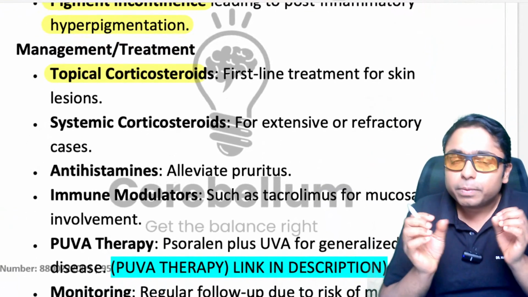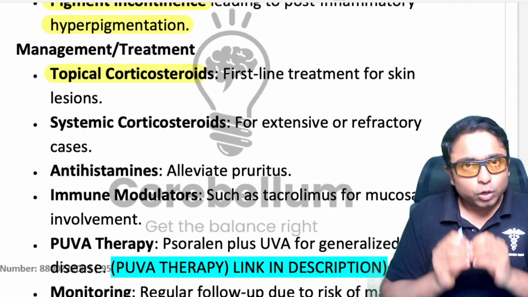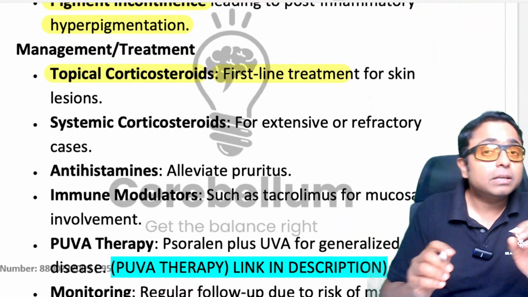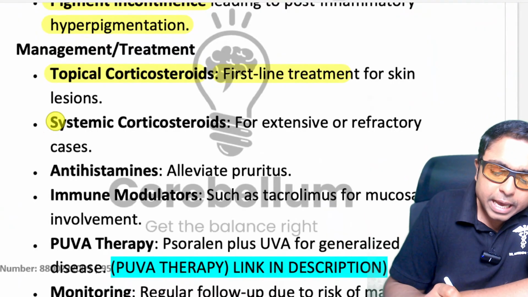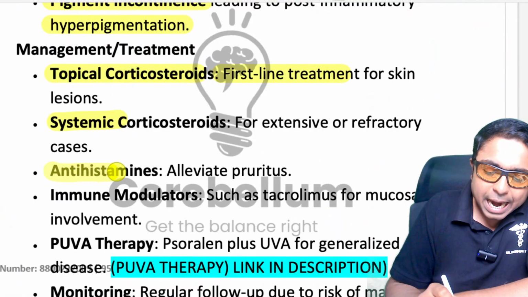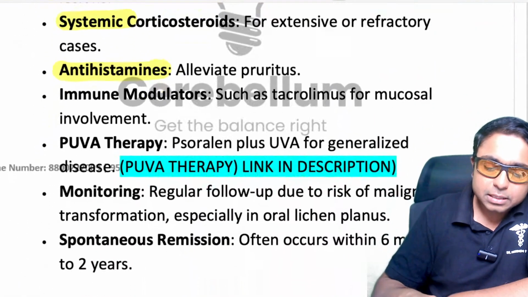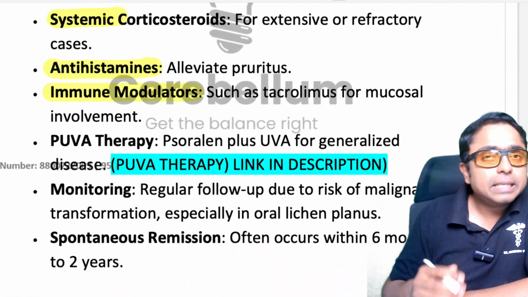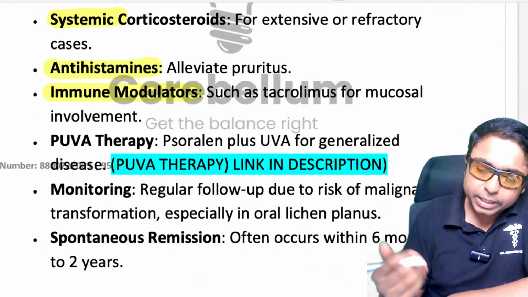So treatment is going to be mainly with topical corticosteroids. This is the first line treatment asked so many times in the examinations. If the disease is extensive, then we are going to utilize systemic corticosteroids, and because there is itching, we can use antihistamines, and immune modulators can also be used, for example calcineurin inhibitors.